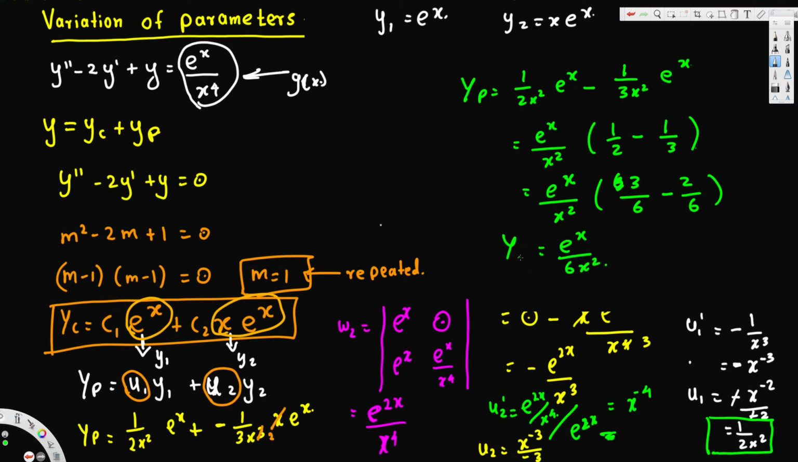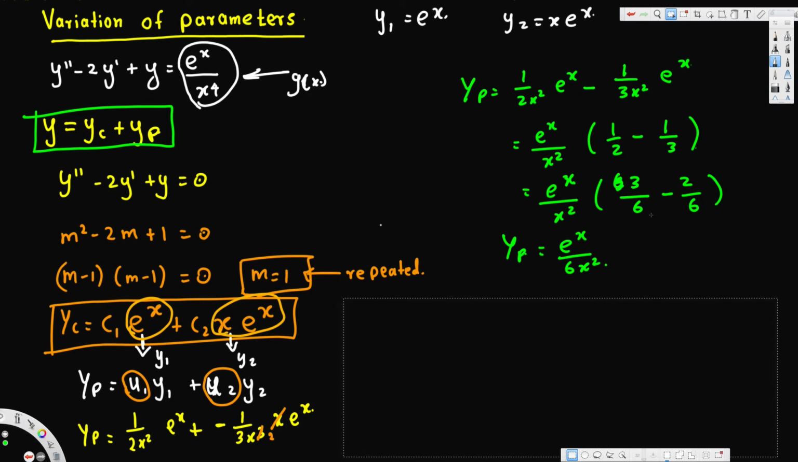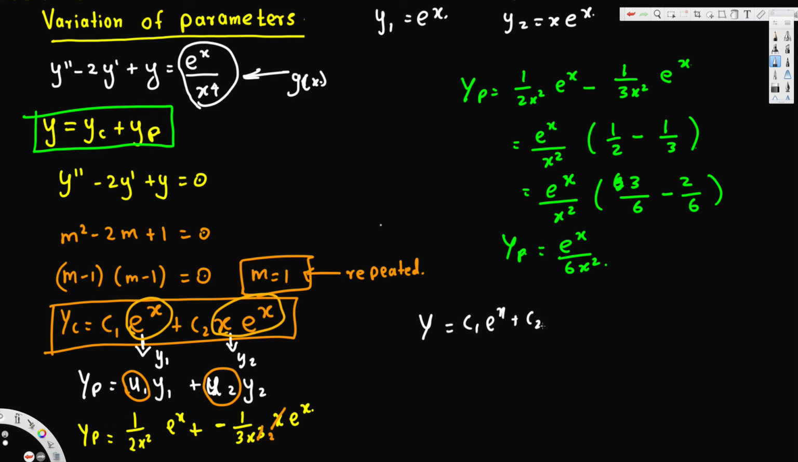This is our particular solution. Now we have the complementary solution and particular solution. To find out the general solution, we just have to add them together, and that's going to be our final answer. Okay, let's get rid of this one. Let's write the final answer. Here we are going to have the general solution, that's the complementary solution, c1 e power x plus c2 x e power x, and I add this particular solution, that's e power x divided by 6x square, and that's our general solution for this differential equation.